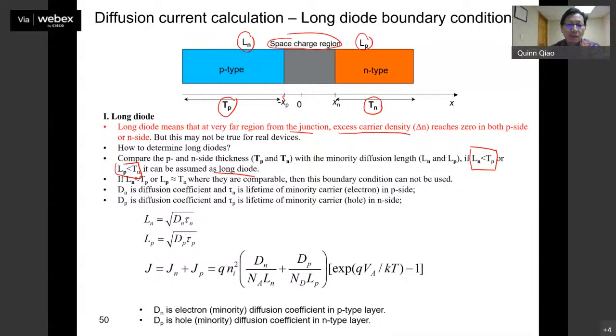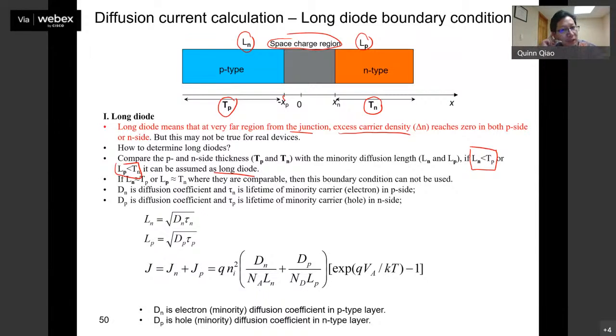Typically the diffusion length equals what? The diffusion coefficient multiplied by the lifetime, and then you take the square root of that product. That is the diffusion length of electrons on the p side. Then do the same thing with Dp and tau p: take their product, and then take the square root to get the diffusion length of the hole. I think we probably talked about this, but I don't recall if we discussed it.